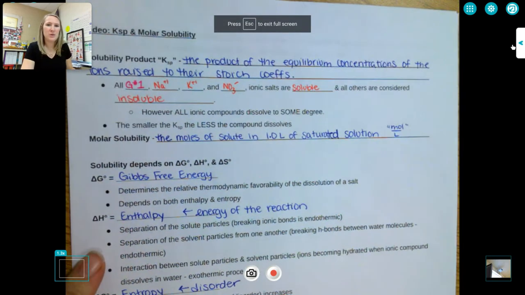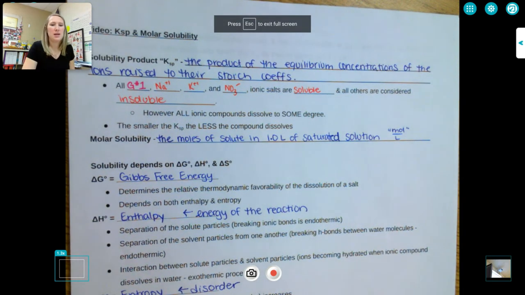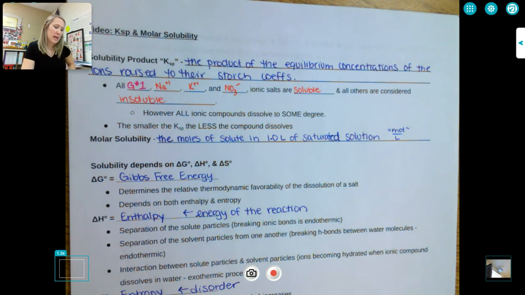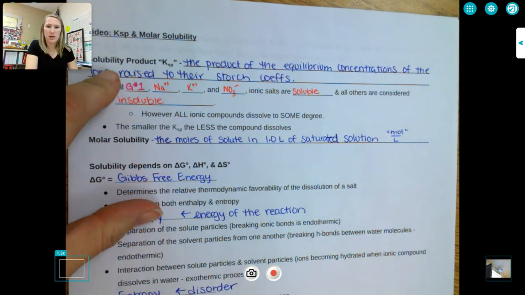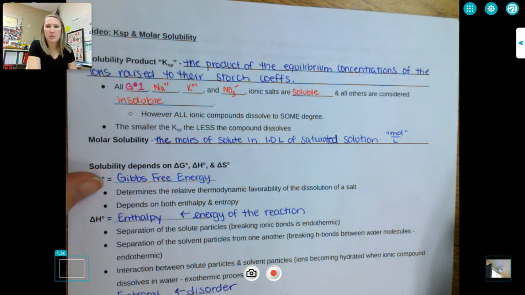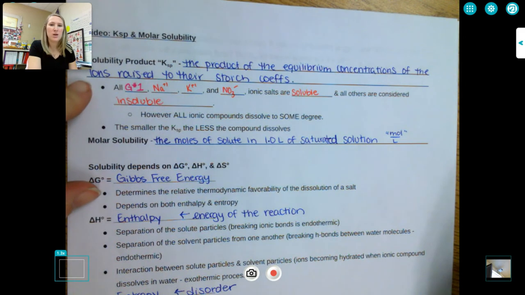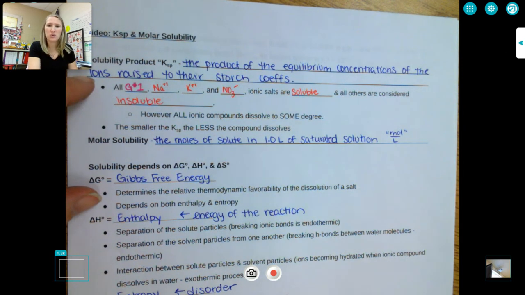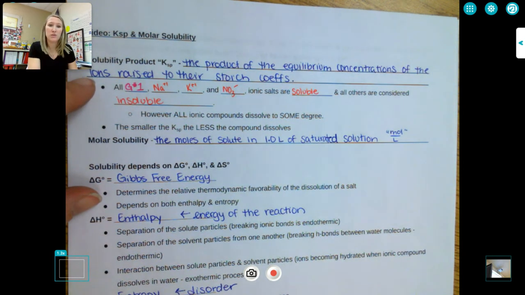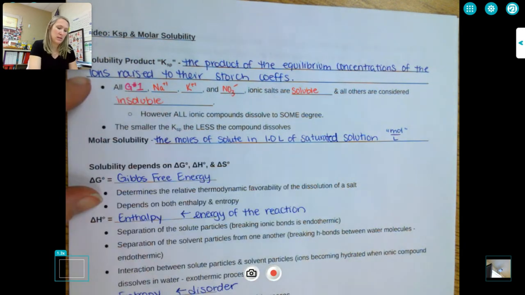Hey AP, in this video we're going to talk about Ksp and molar solubility. So Ksp is the molar solubility product. This is the product of the equilibrium concentrations of the ions raised to their stoichiometric coefficients. So we're going to look at how things dissolve and what ions are in the solution and their concentrations when something dissolves. And that's why we have ions raised to their coefficients.